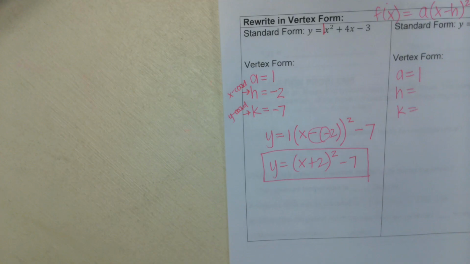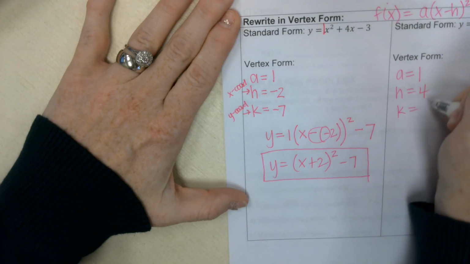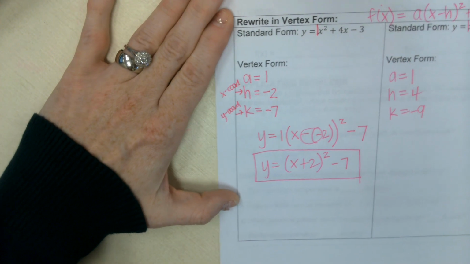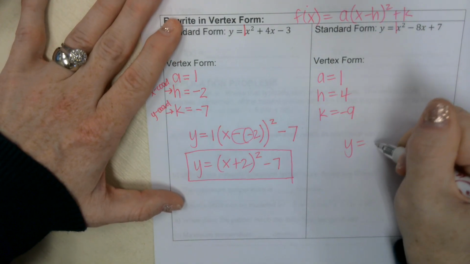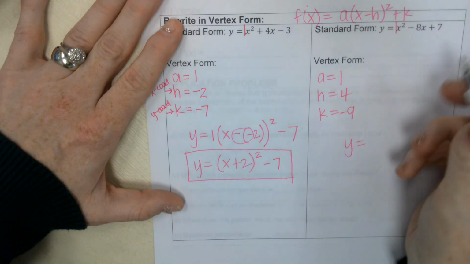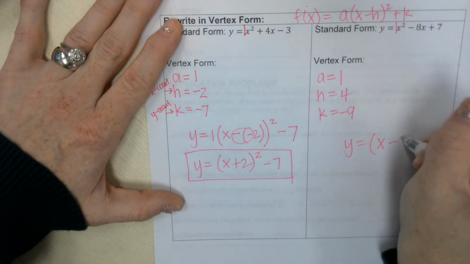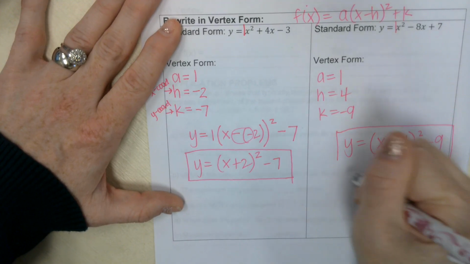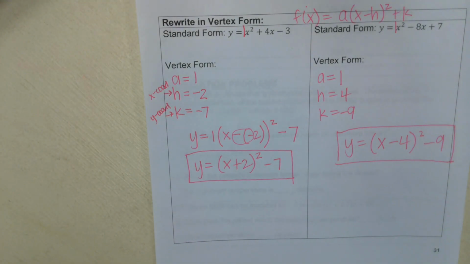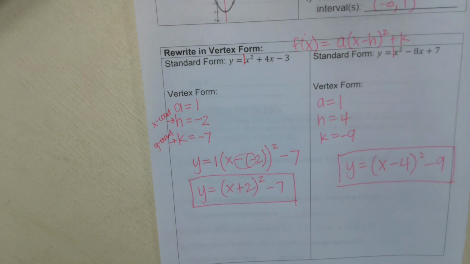If I go type this in, this is going to be x squared minus 8x plus 7. The vertex is 4, -9. So when I plug this into vertex form, my a value being 1 is not going to change anything. I'm going to have (x minus 4) squared and then minus 9. Make sure you have those written down.